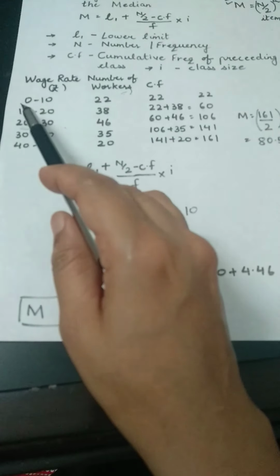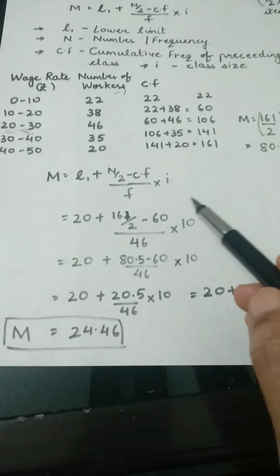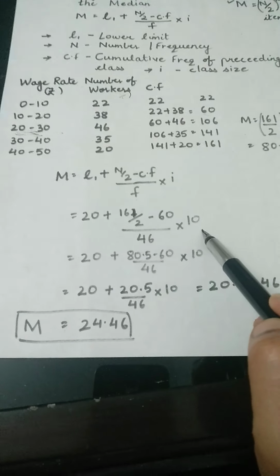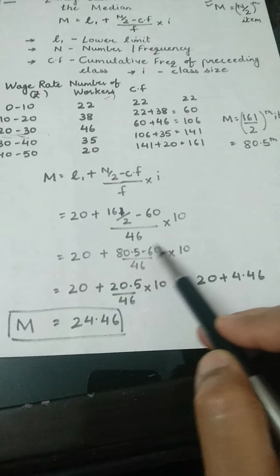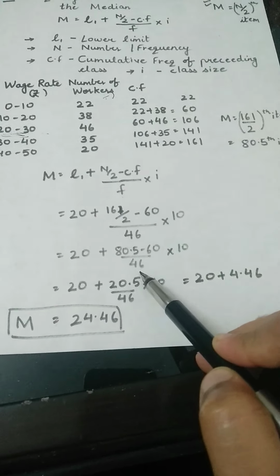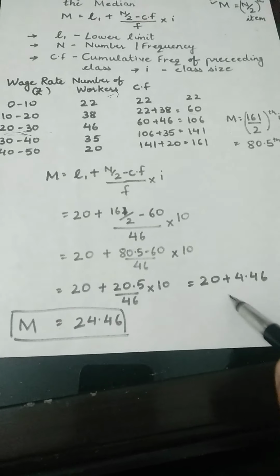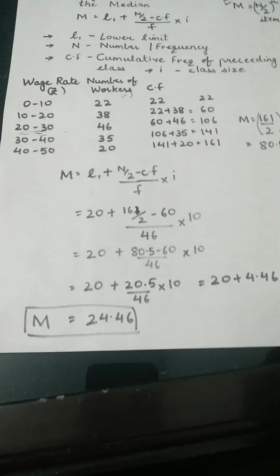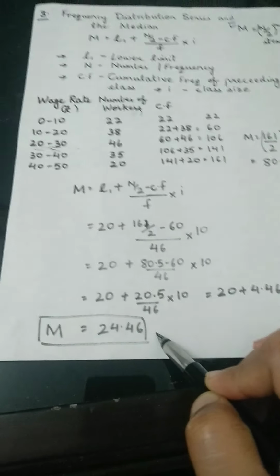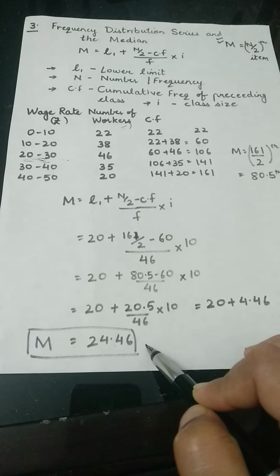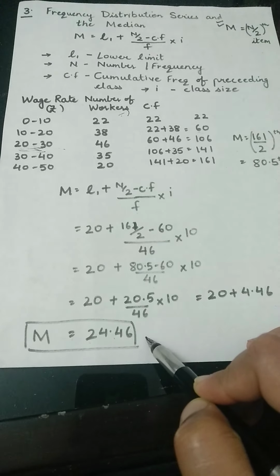The difference is 0 to 10 or 10 to 20. We are having the same difference, that is an interval of 10, so we multiply by 10. Calculating it, 20 plus (80.5 minus 60) divided by 46 multiplied by 10. After calculating we get 20 plus 4.46. So the value of the median comes out to 24.46. In this way we are able to calculate the median in the discrete and the frequency distribution series.